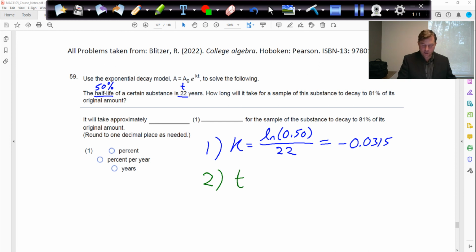So we're going to have T is equal to, so now we have this constant decay rate, and it's going to say, okay, I don't know how many years, but it gives us a different percentage left. So now the percentage left is 81. So we're going to use that in the equation. So it's going to be the natural log of 0.81. And now we're dividing by the same K we had before, that we just solved for. So this is going to go down here.